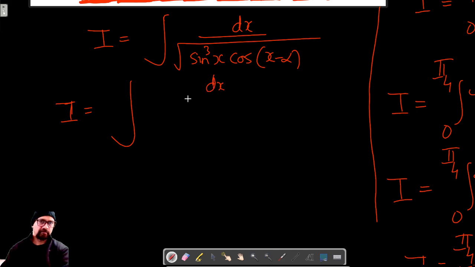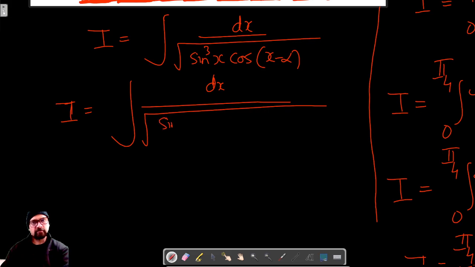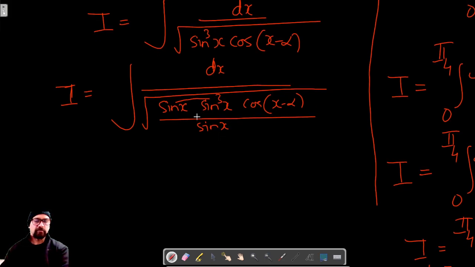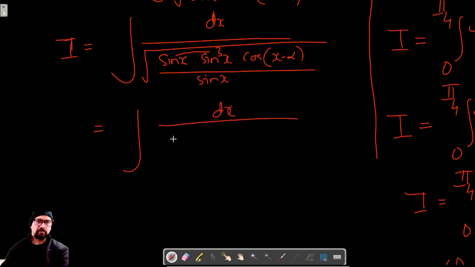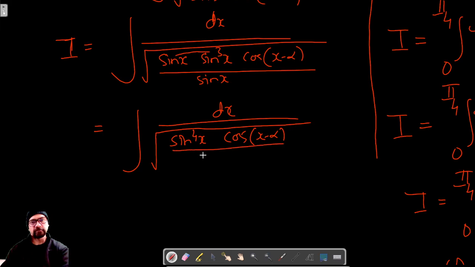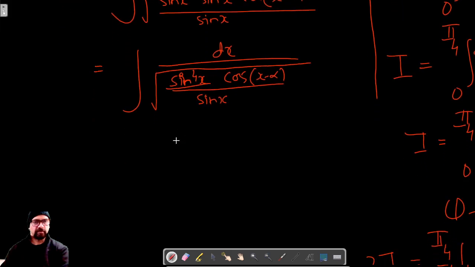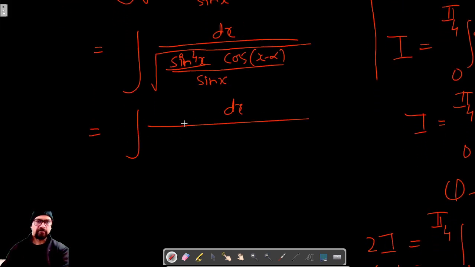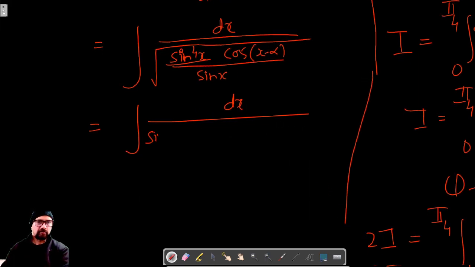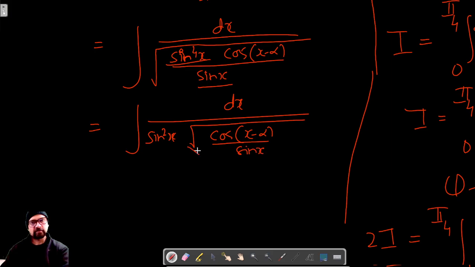So this is the integration of dx upon the root of sine cube x into cos of x minus alpha, multiplied and divided by sine x. Now sine x into sine cube x gives sine raised to the power 4 x into cos of x minus alpha upon sine x, and this is all within the root. Now root of sine raised to the power 4 is sine square x. So sine square x is out, and under the root we have cos of x minus alpha upon sine x, all within the root.